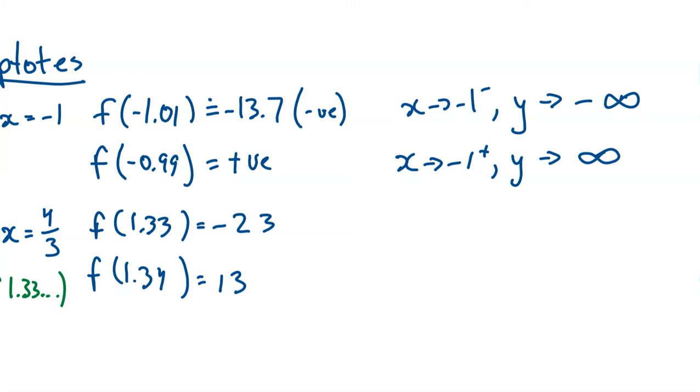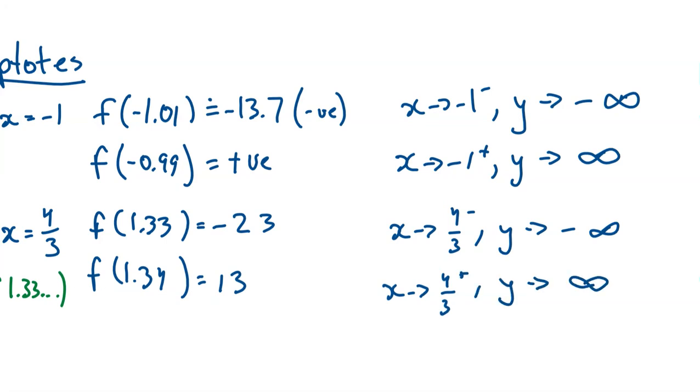And I got those two values, and those are rounded. So if you put that into your calculator, I don't think you'll get that exactly. And that means as x approaches 4/3 from the left, y is going to negative infinity. As x approaches 4/3 from the right, y goes to positive infinity.